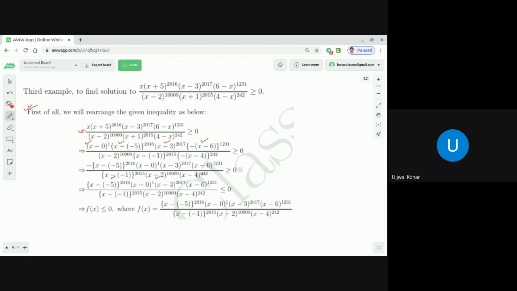And then x minus 4, that initially was 4 minus x power 242. So we wrote x minus 4 power 242. Both are the same. Why, dear students? Because 242 is an even number, and minus 1 power even is always plus 1. Got it? So 4 minus x power 242 and x minus 4 power 242 are both the same.